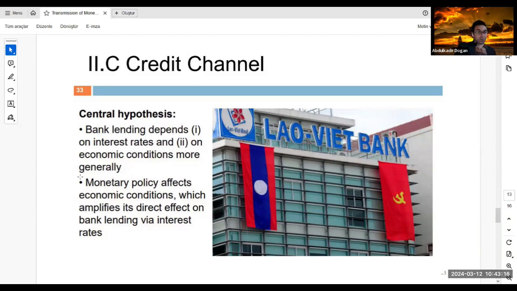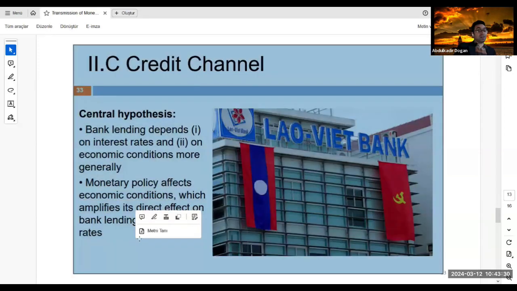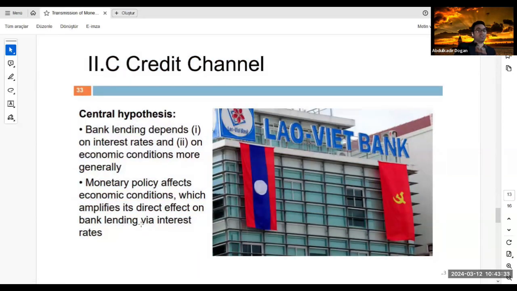And the more important case is this. Monetary policy affects the economic condition, right? Look here. Banks focus on economic condition and monetary policy affects the economic condition, which amplifies its direct effect on bank lending via interest rate. So if I change the interest rate, it will affect the bank lending channel, and then it will affect the economic condition in the near future. So these are two linked cases. Interest rate affects the lending channel and the lending channel affects the overall economy. And at the end, we will affect the inflation rate, the prices.